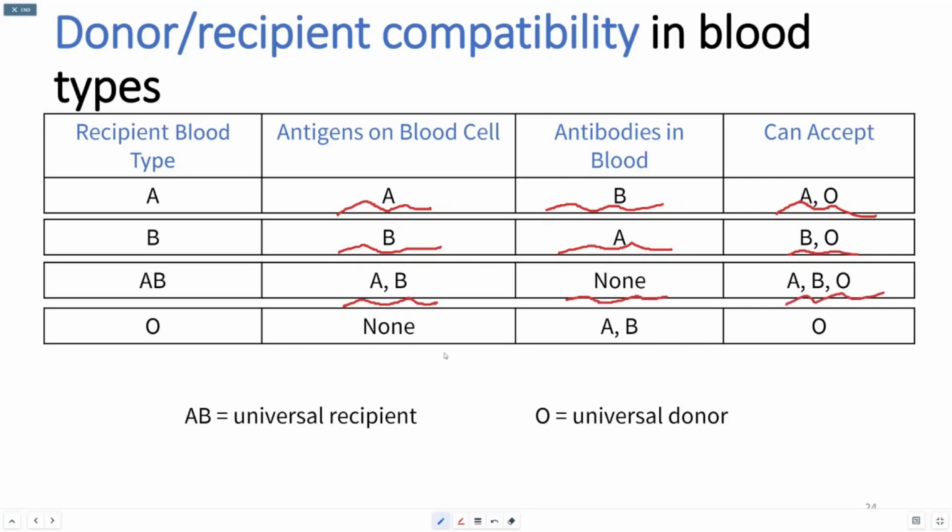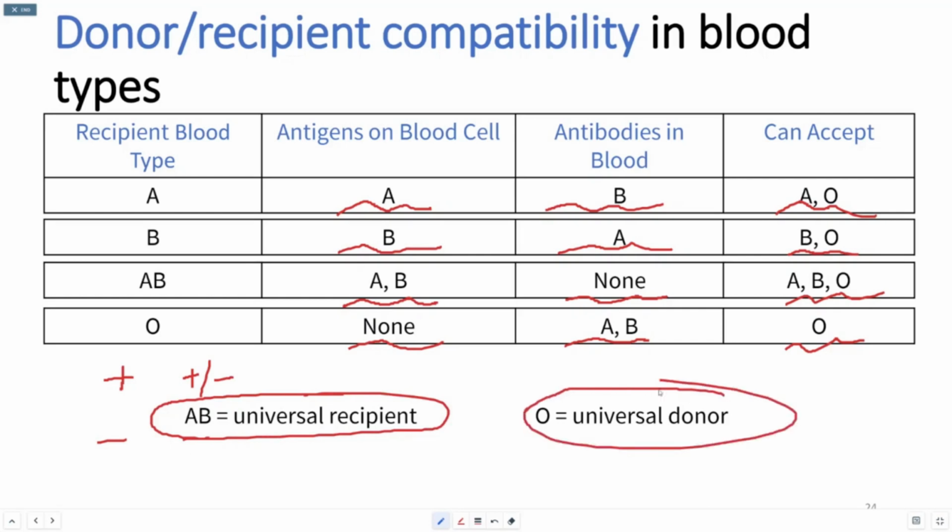And the last but not the least, an O blood type will have no antigens, but both antibodies, and that means you can only take blood from O. So just remember, if you are a positive blood type, you could take blood from a positive and a negative, but if you are a negative, you should only take from the negative. So AB is considered the universal recipient, and then the O blood type is the universal donor.